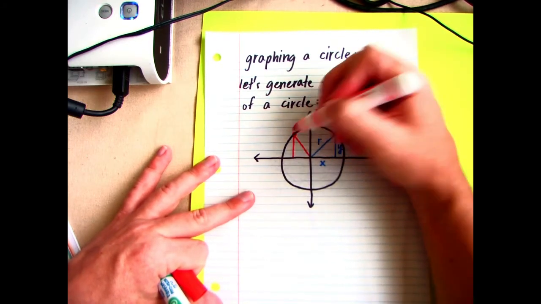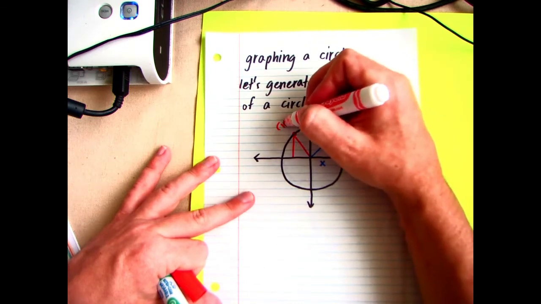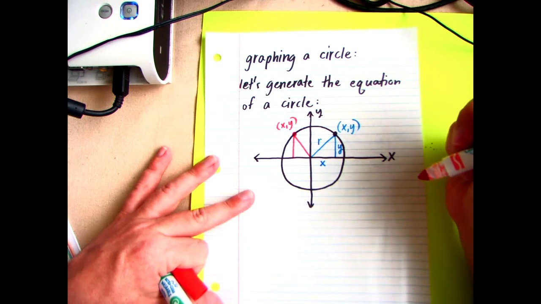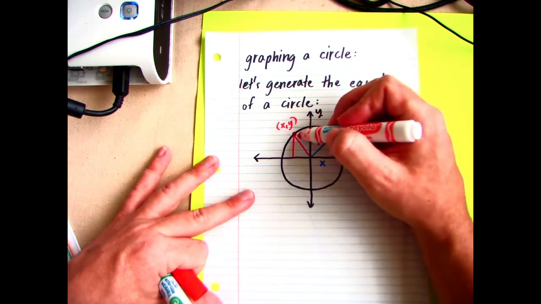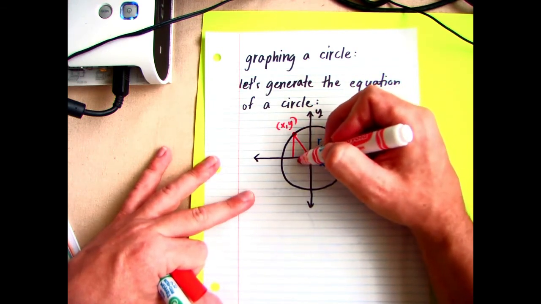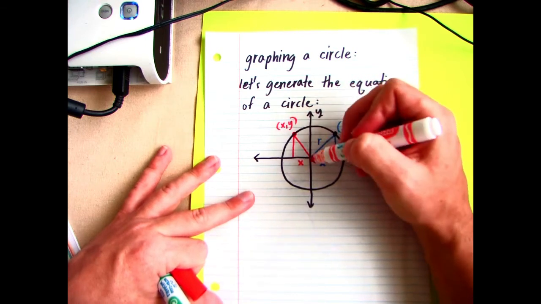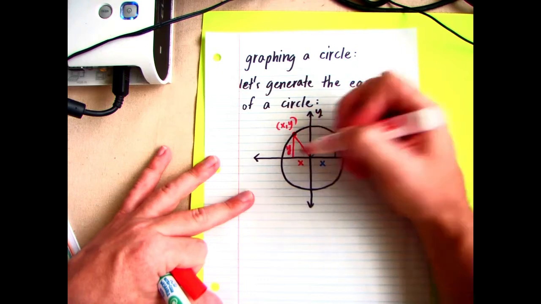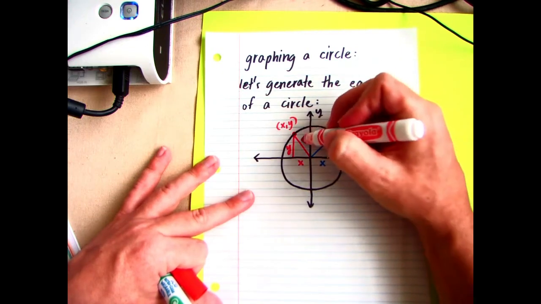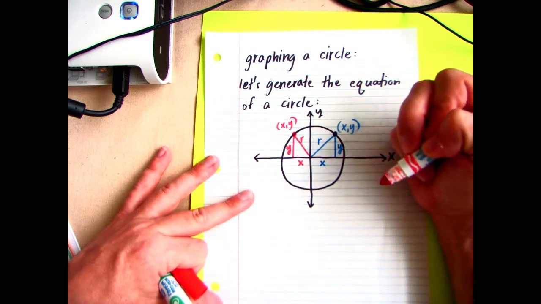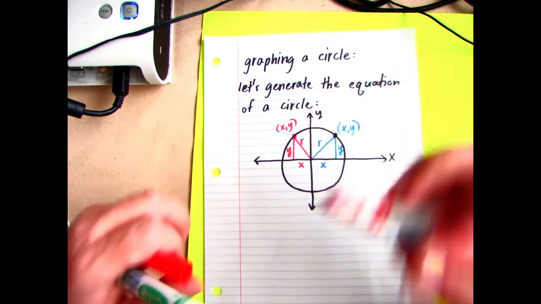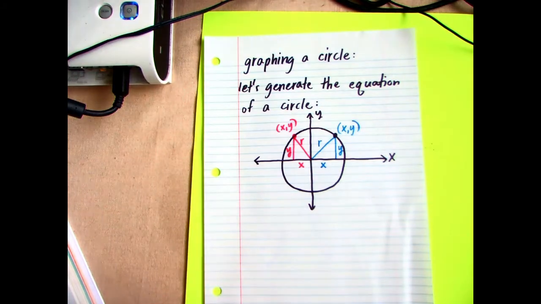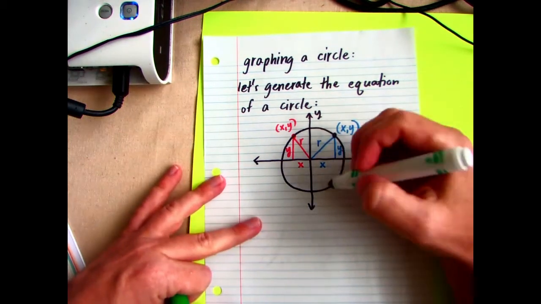Let's look at another point in red here. I'm also going to label this point x comma y. And again, the leg on the x-axis has a length of x. The leg going up has a length of y. And the hypotenuse is the radius of the circle. So this is going to happen every time for all your points on the circle.